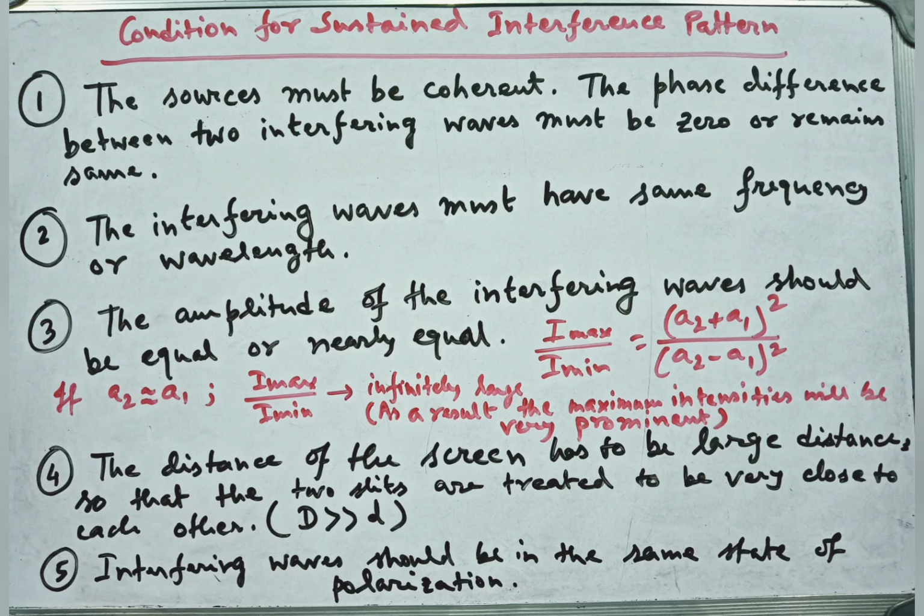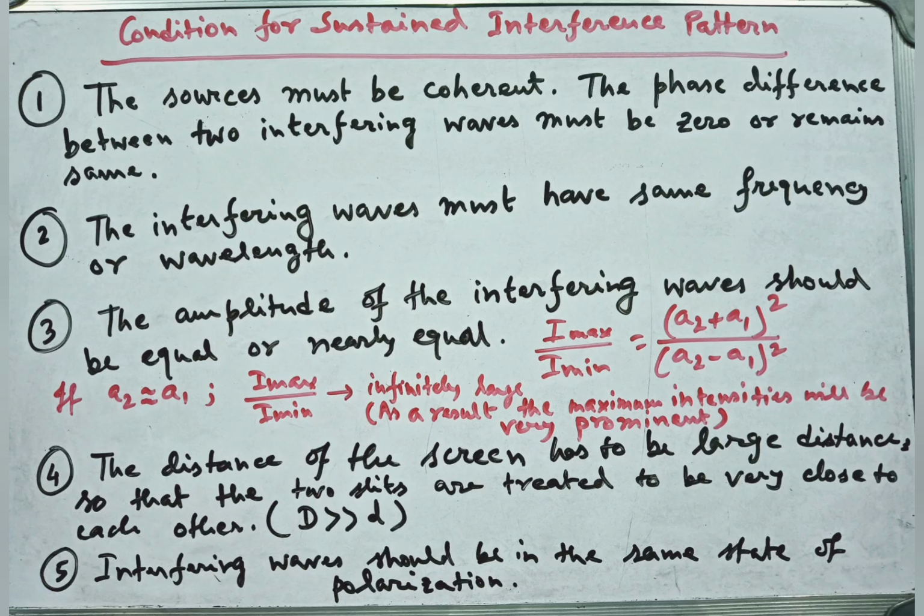Now, what does this mean? So, we know that if we take the ratio of I max by I min, it will be (a2 plus a1) whole squared by (a2 minus a1) whole squared. Now if a2 equals a1, in that case it will be infinitely large. That means the maximum intensity will be very high compared to the minimum intensity, right? So that's why it is a prominent, sustained interference.